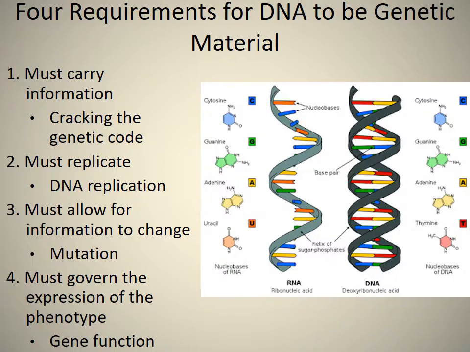Now, taking a look here, there's 4 requirements for DNA to be genetic material. It must carry information. And what's that information? That information is the specific recipe for a specific protein. We know that DNA replicates. DNA will replicate inside of our cells. We know this because every one of our cells has DNA. It must allow for information to change. We will be discussing mutation later on, and it must govern the expression of the phenotype. So gene function. How does a gene function? And then how is it expressed?